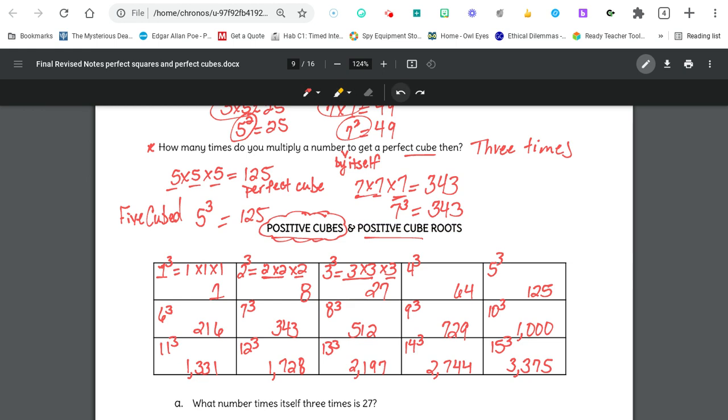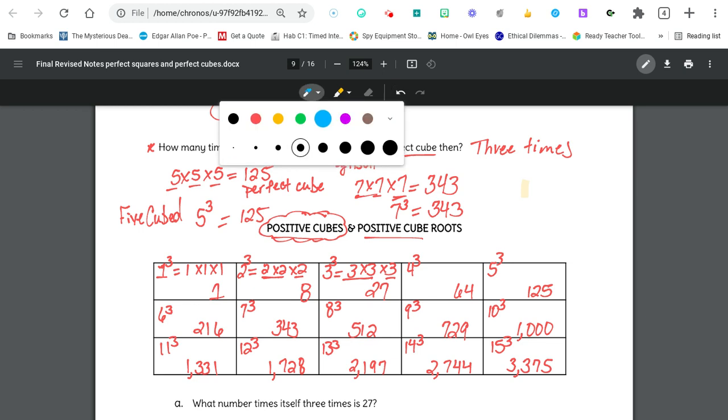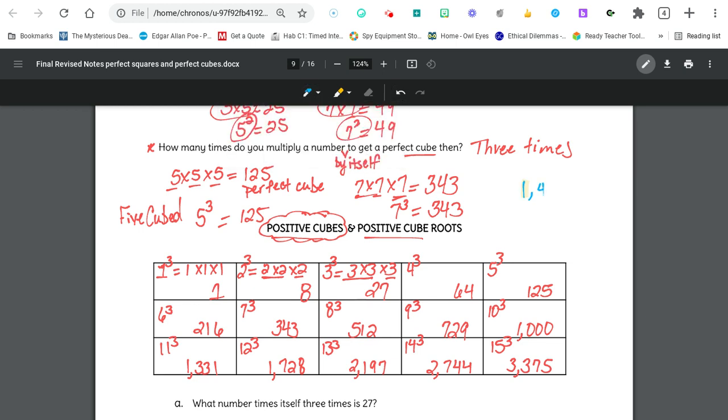But I want to go back to perfect squares for just a second. These were our perfect squares. You don't have to list them. I'm just going to show you this. You don't have to write this down. And so forth, okay? But if you'll notice, none of my perfect squares were negative.